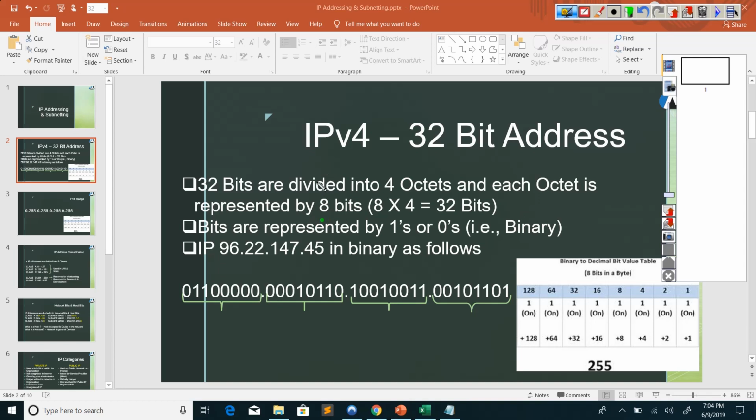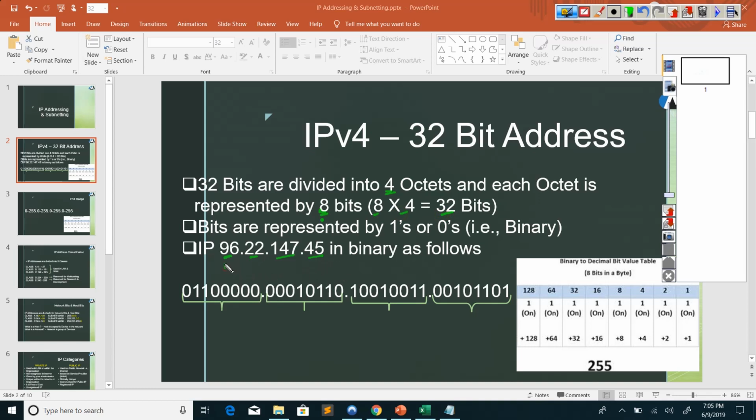If you take this IP, 96.22.147.45, it has 4 octets, structured in octet notation. The total 32 bits are divided into 4 octets, and every octet has 8 bits. So 8 bits into 4 octets equals 32 bits involved in an IP address.